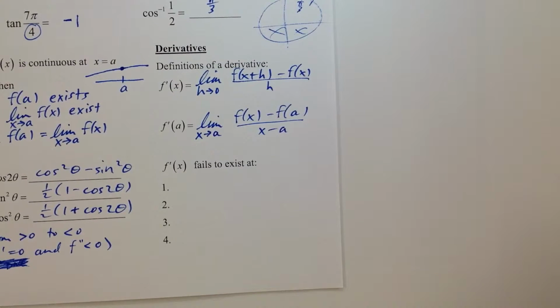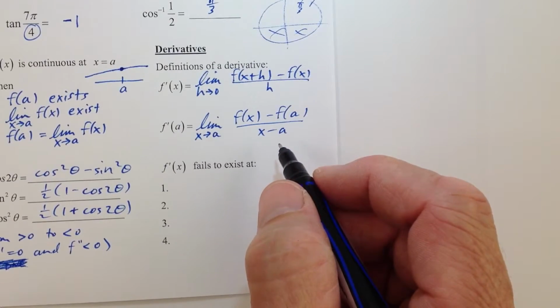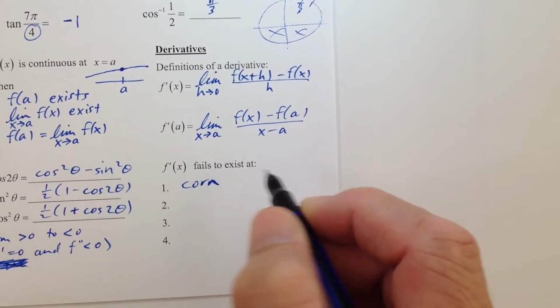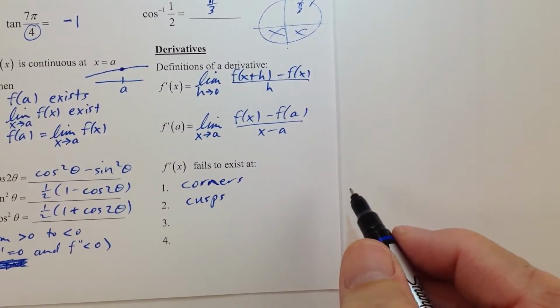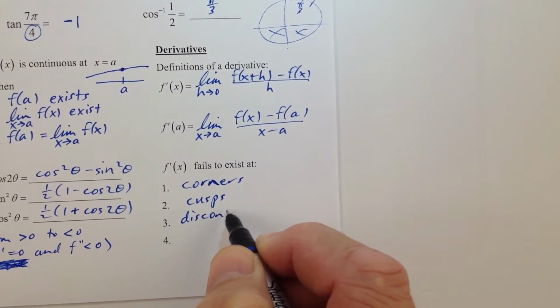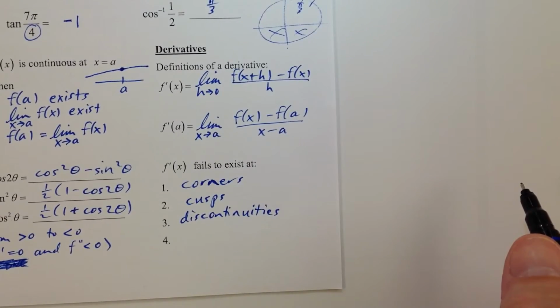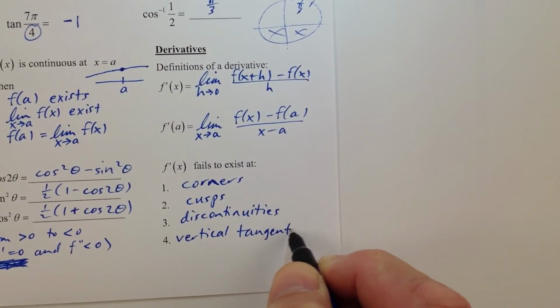Okay, and so then we have 4 different places where f prime of x fails to exist. So f prime of x fails to exist at, let's see. All right, I was thinking of one thing, but anyway, we'll use it this way. Fails to exist at corners, at cusps, at discontinuities, and vertical tangents.